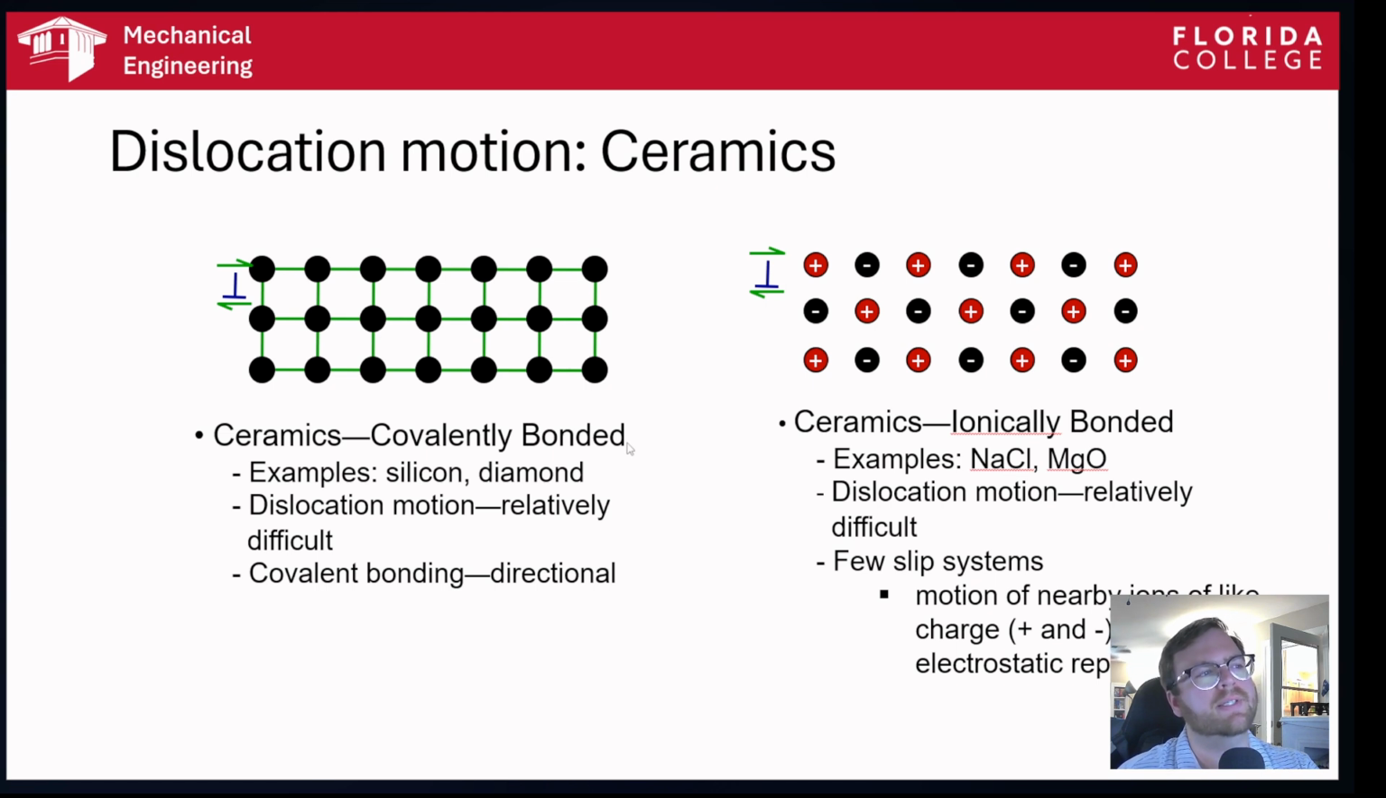So what this means is that this is relatively difficult dislocation motion, but if you can get this to slip over two atoms instead of just one, like for example in metallic bonds, you can slip on one plane or one atom at a time. These will have to slip two atoms at a time, and so it makes it more difficult. And so there are very few slip systems for this kind of thing. And the motion of nearby ions of like charge is restricted by the electrostatic repulsive forces.